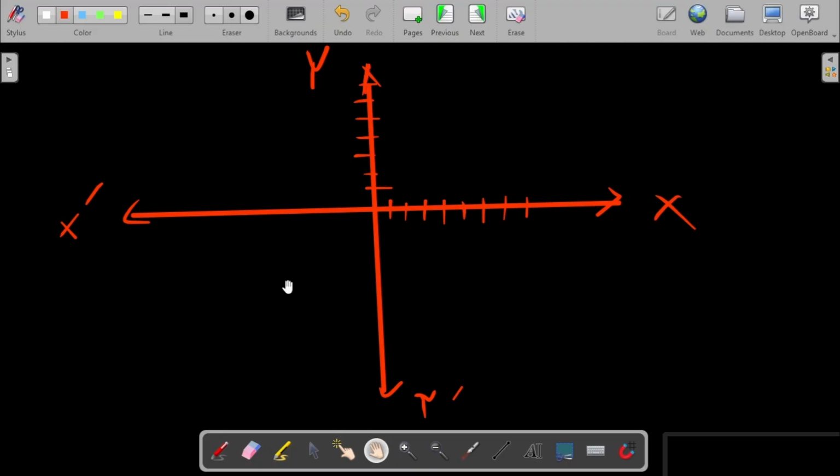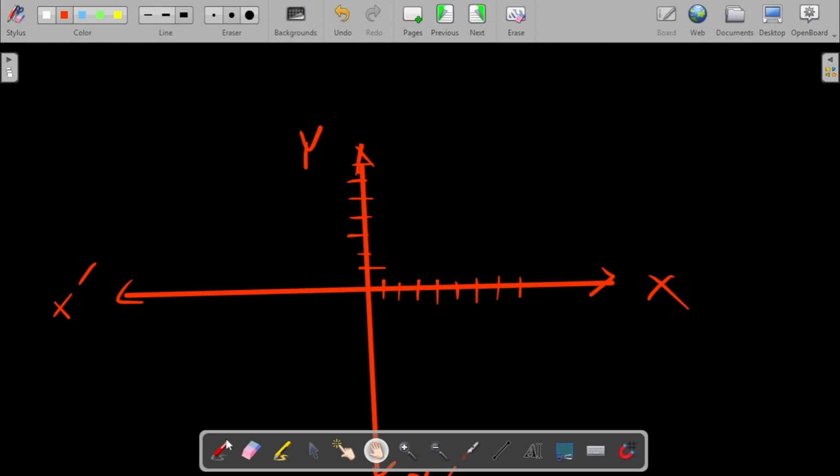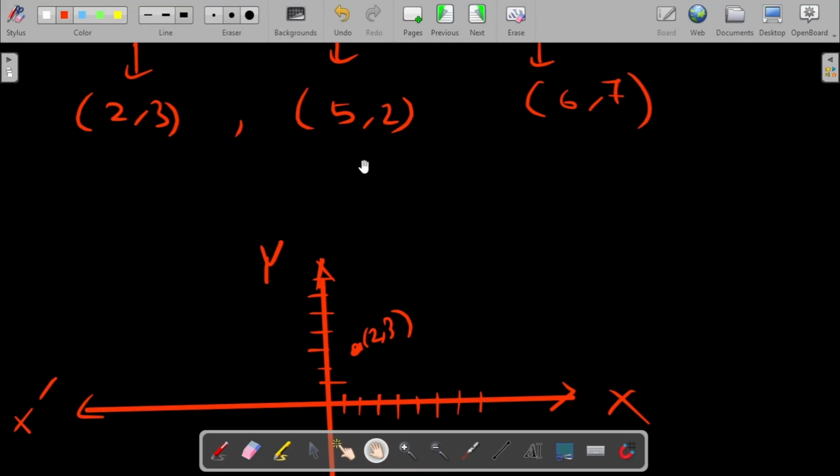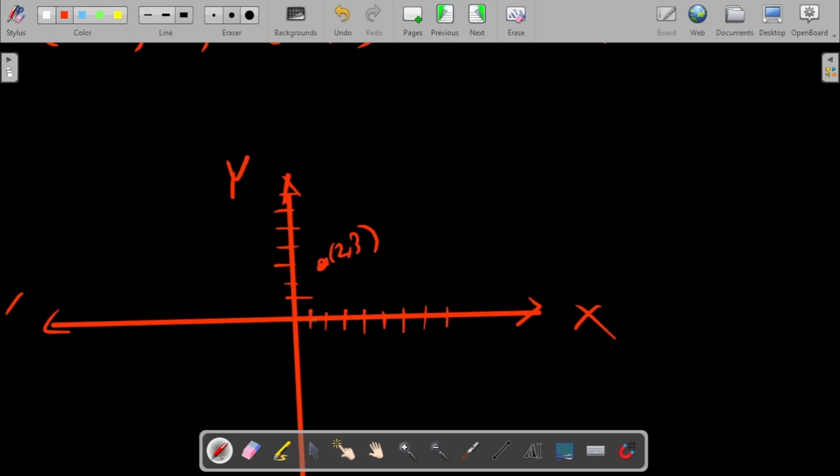And the first number is what? The first number is 2 comma 3. So here x-axis 2 and y-axis 3. So the first point is here, 2 comma 3. This is the representation of the complex number 2 plus 3i. And the second number is 5 comma 2. So 1, 2, 3, 4, 5 and 2. So 5 comma 2 here. This is the complex number 5 plus 2i.